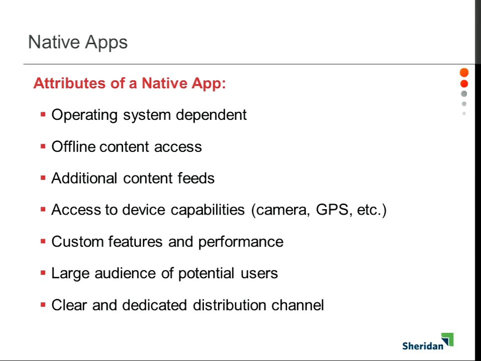And specifically, the stores themselves are very clear and dedicated distribution channels. So when someone says, I want to know if this journal has an app, they're going to go to a store and look for the app there. They may not often go to the website. So this clear and distinct distribution channel has always been a helpful thing for driving the uptake of mobile apps.